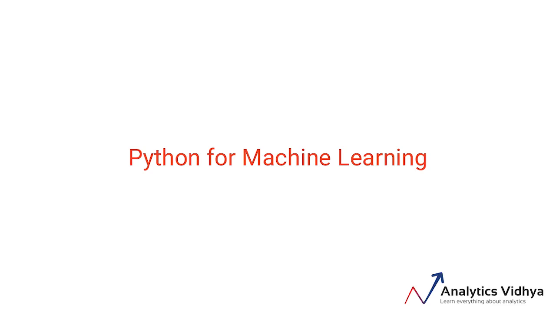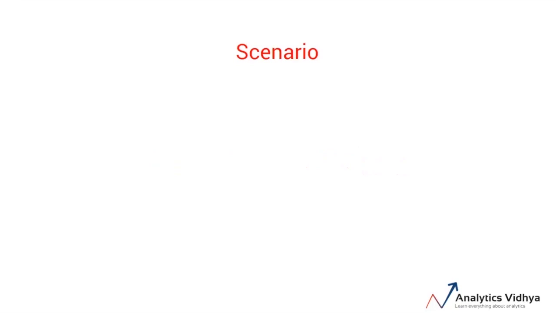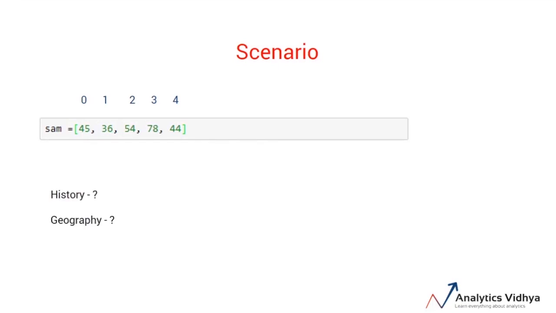Welcome to this video. But before we start, let us have a look at this scenario. Suppose you have stored the marks of your friend Sam in this list. Now, can you tell how much did he score in history or in geography? No, you cannot until you have the data where you have stored which subject marks are stored at which index.